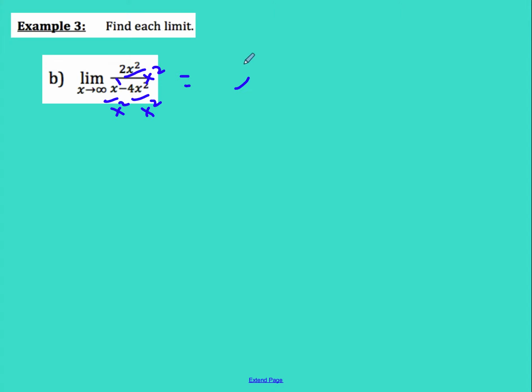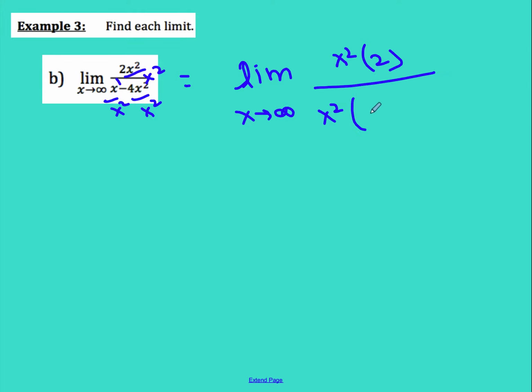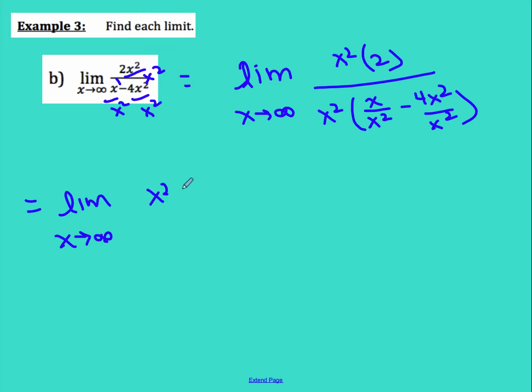So the way we show this work is its limit as x approaches infinity, and I'm factoring out or dividing out an x squared, so I got x squared, and then what does this simplify to when I divide that out? 2. Then I would do the same thing here. I've factored out an x squared, so then I would have x over x squared, I'm just going to write that, minus 4x squared over x squared. And then here I'll simplify. We got our limit as x approaches infinity of x squared times 2 all over x squared, and then I would have 1 over x minus 4.